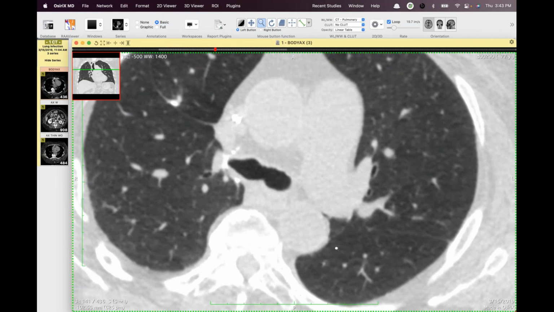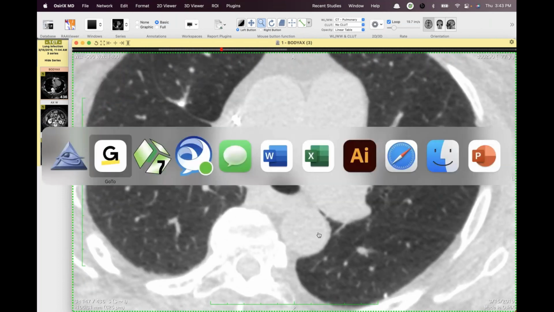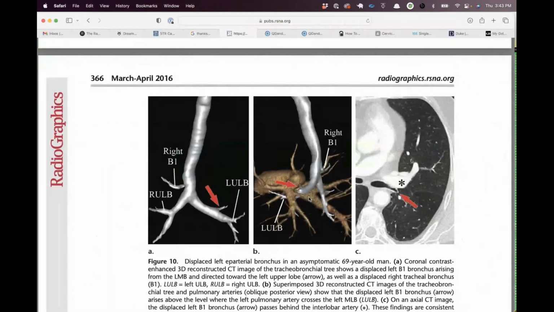Not seen that anomaly, but I don't know. Probably hasn't been described in the airway before, but I don't think I've ever seen it have a problem.